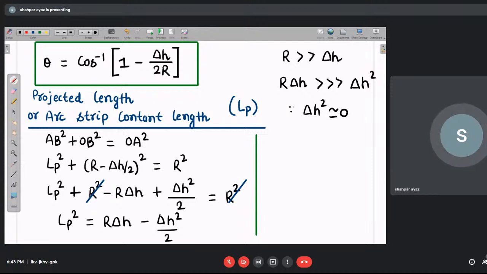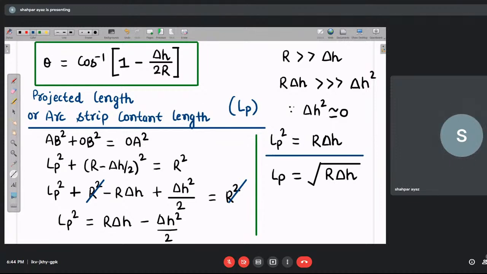Suppose the radius is 500, and delta H is 3 mm. So 500 into 3 is 1500, and 3 square is 9. In front of 1500, we can neglect 9, and 9 by 4 is a very small value. That's why we neglect it. So the approximation is LP square equals R delta H. Therefore, the projected length LP equals root under R delta H. Clear, everyone? This is your expression of projected length.